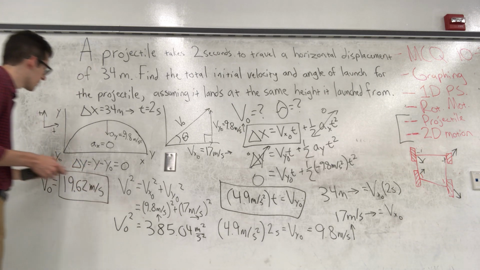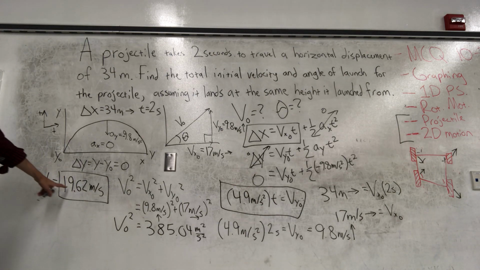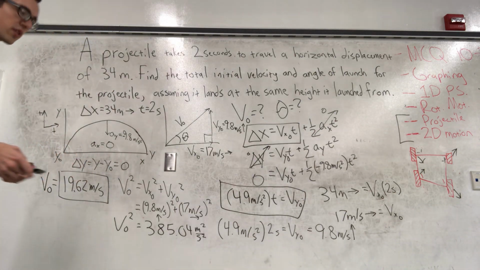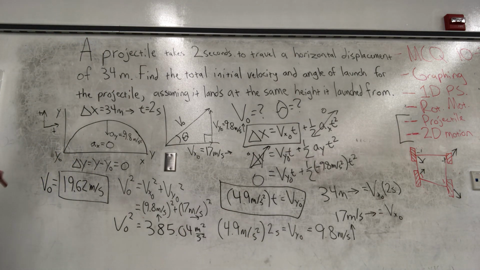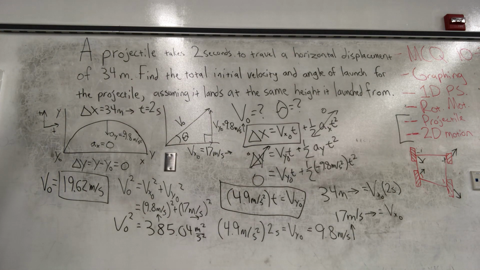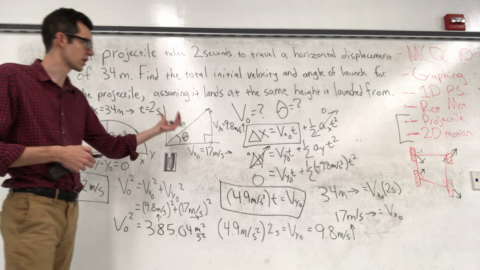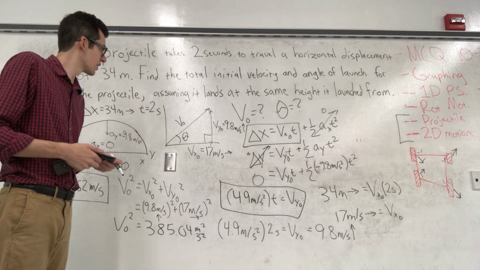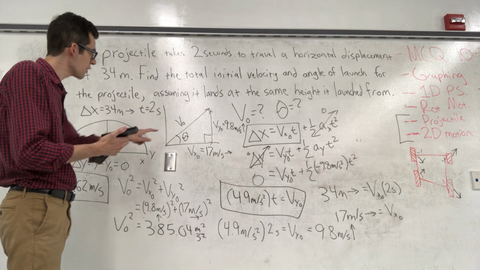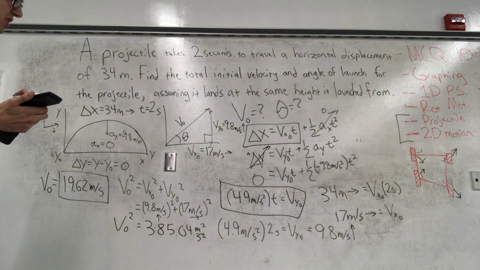Great, so we found the magnitude of our initial velocity, but we still need a direction because a velocity has to be reported with a direction. So in order to do that, we'll find our angle, theta. To find theta, we can do it a number of ways. Pick your favorite trigonometric function. My favorite is sine, so I'm going to use sine here.